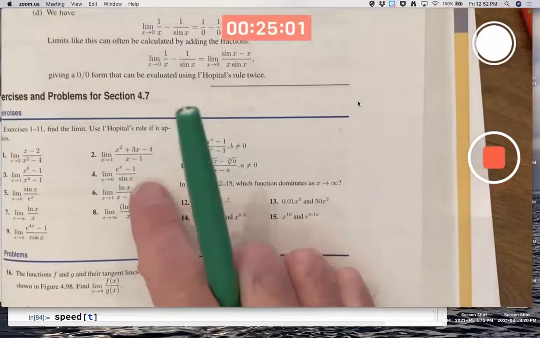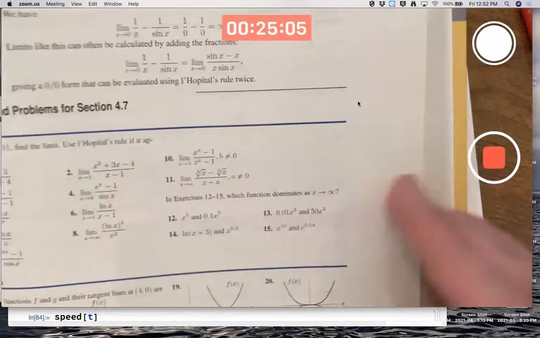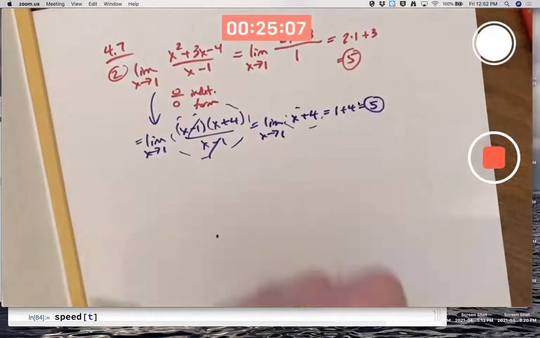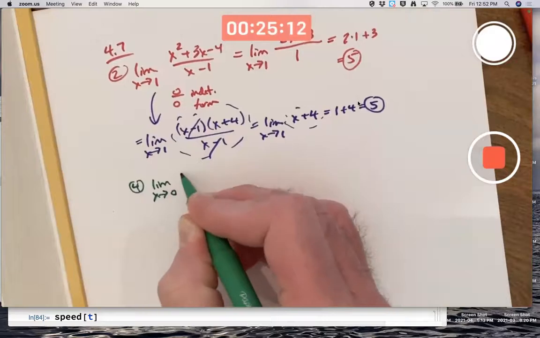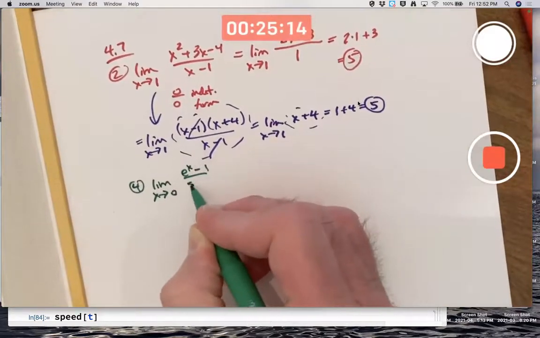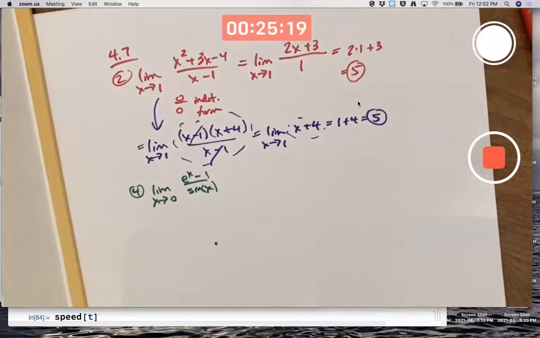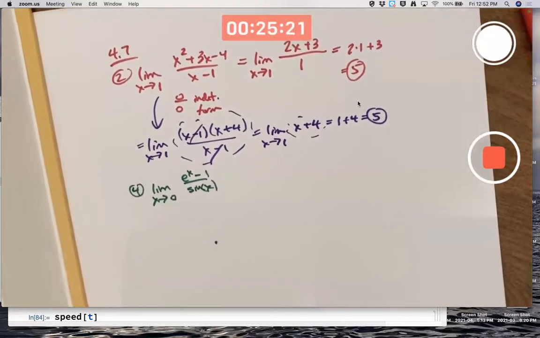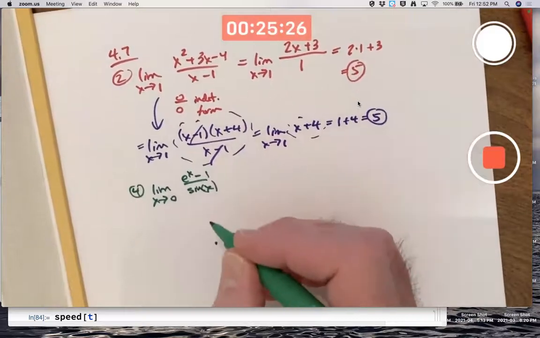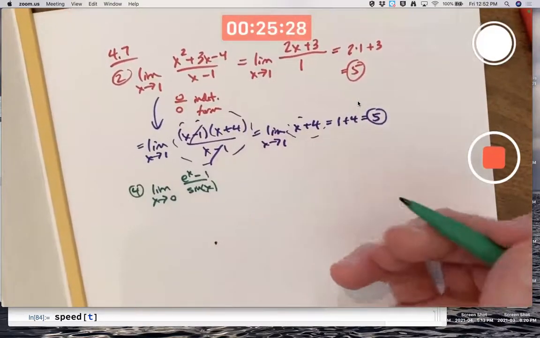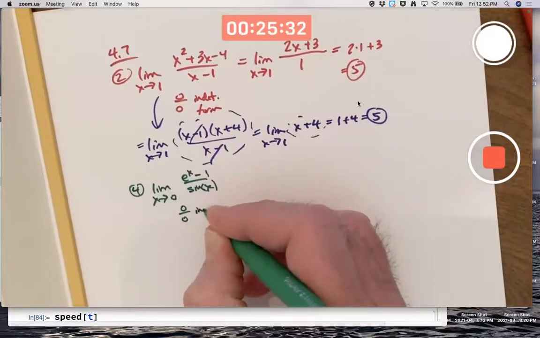Let's try number 4. Limit as x goes to 0 of e to the x minus 1 over sine x. First thing again, is it a 0 over 0 indeterminate form? Always check that first. Do the top and the bottom both go to 0 as x goes to 0? e to the 0 minus 1 is 1 minus 1, which is 0, and sine of 0 is 0. Yes, this is a 0 over 0 indeterminate form.